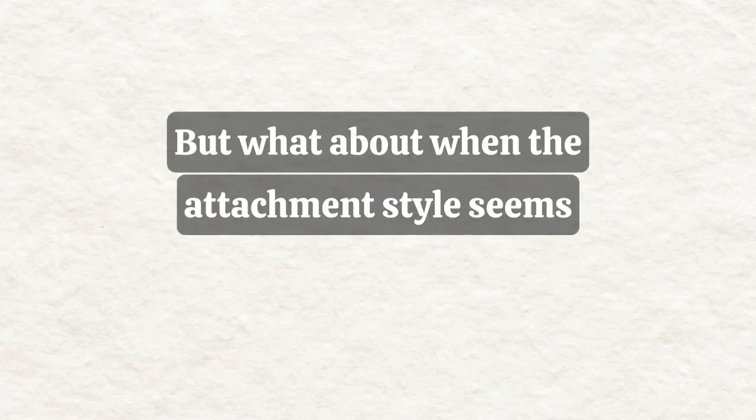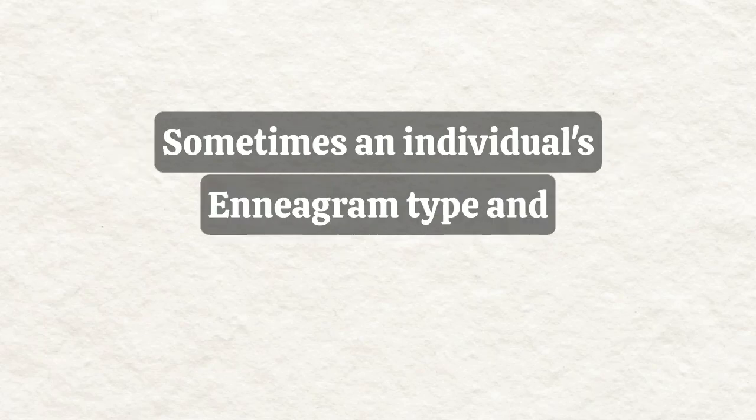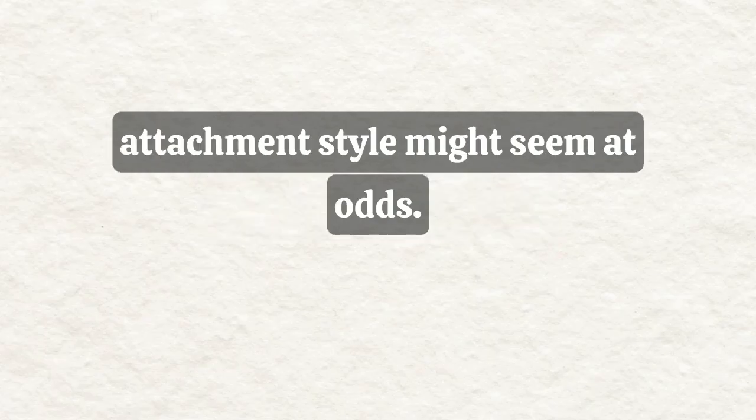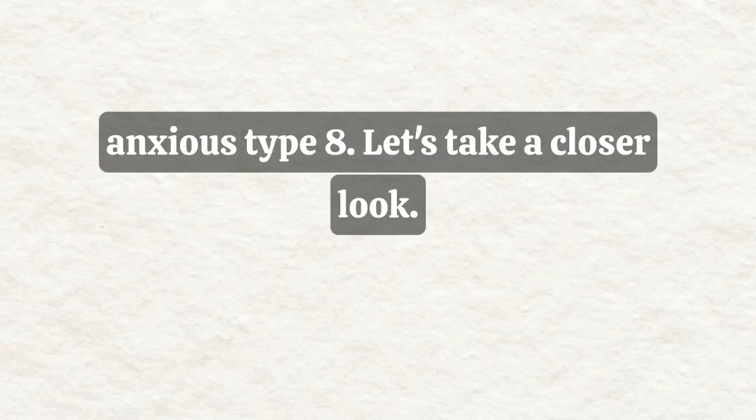But what about when the attachment style seems to run counter to the Enneagram type? Sometimes an individual's Enneagram type and attachment style might seem at odds. For example, an avoidant type 2 or an anxious type 8. Let's take a closer look.